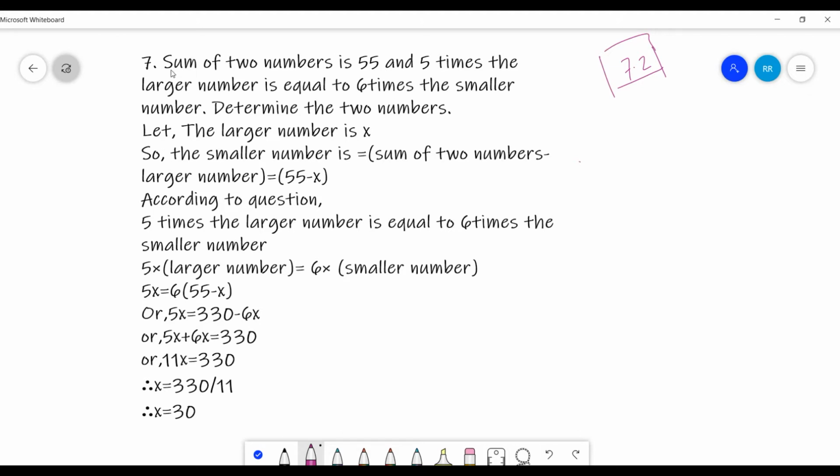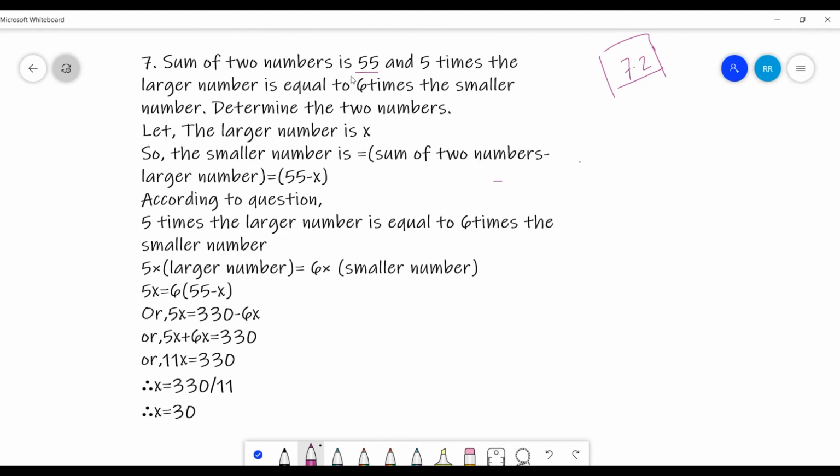So the question is: the sum of two numbers is 55 and 5 times the larger number is equal to 6 times the smaller number. This kind of problem is quite difficult for all of you, but this is a very easy problem. You can do this problem in two different ways. I will show you just one way. You can do it in another way.